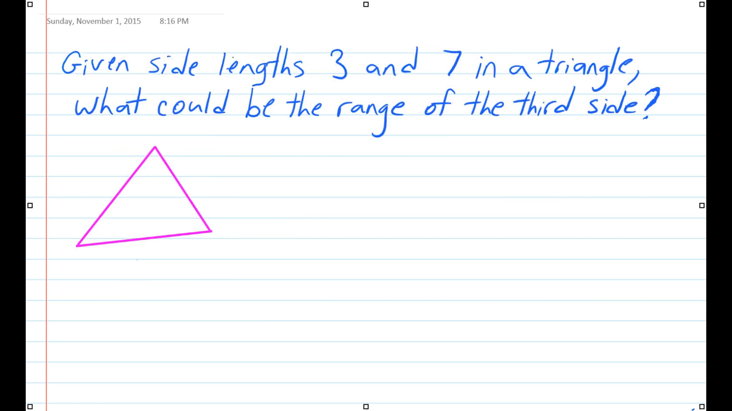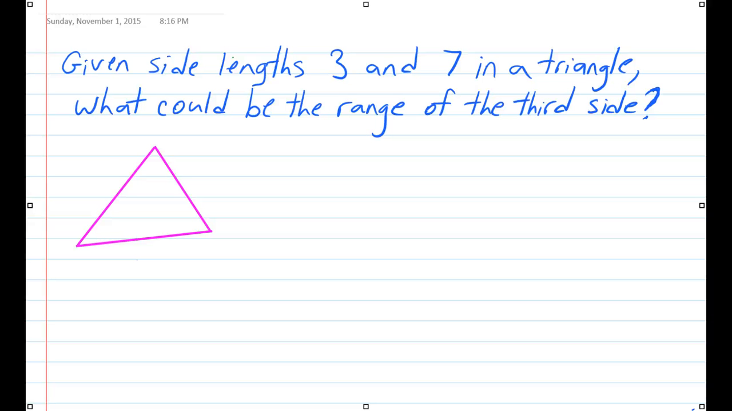Here is another possible example we could have with this kind of problem. It says, given side lengths 3 and 7 in a triangle, what could be the range of the third side? So here they're not giving you all 3 sides and asking if it could create a triangle. It's giving you 2 of the sides saying, okay, well, what could possibly be the third side here so that we still have a triangle formed?